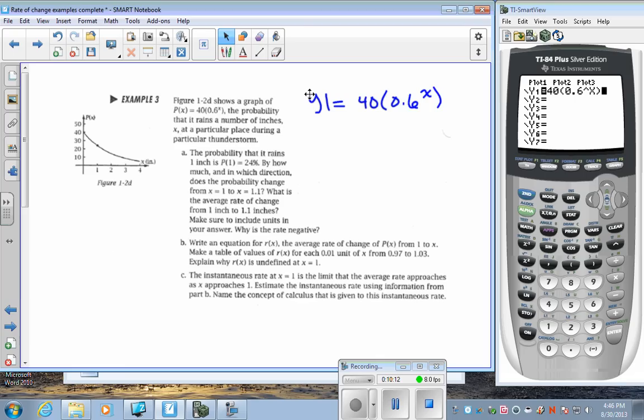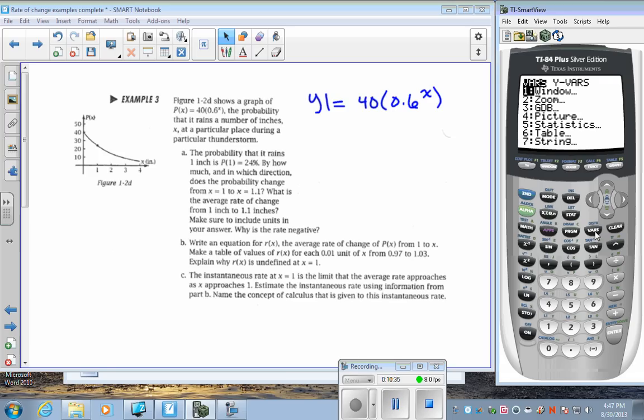Now in part A it said that P of 1 is 24%. So we're going to quit out of this and go ahead and find P of 1 in the home screen. So second quit, so you're back in your home screen, and I'm going to pull up y1 and plug in a 1. I'm going to step you through this in case you don't remember. To pull up a variable, which is y1, I'm going to press the vars button, which is next to the clear button. Then I'm going to go over to y vars, because I'm looking for a y. So I press the arrow over, and it is a function I'm looking for.